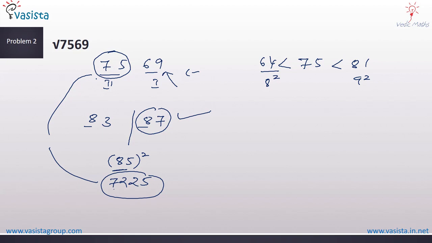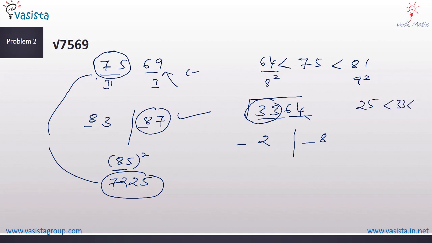Let me go with one more example, that is 3364. Let us find out. Make two digits in one group. 64 is one group and 33 is the other. 4 ends with 2 or 8. Correct. Where exactly does 33 come? 33 comes between 25 and 36. Take this 25, whose square root is 5, so it is 52 or 58.